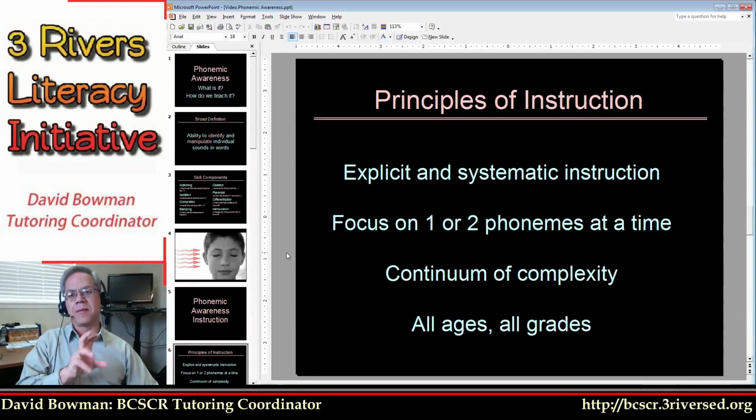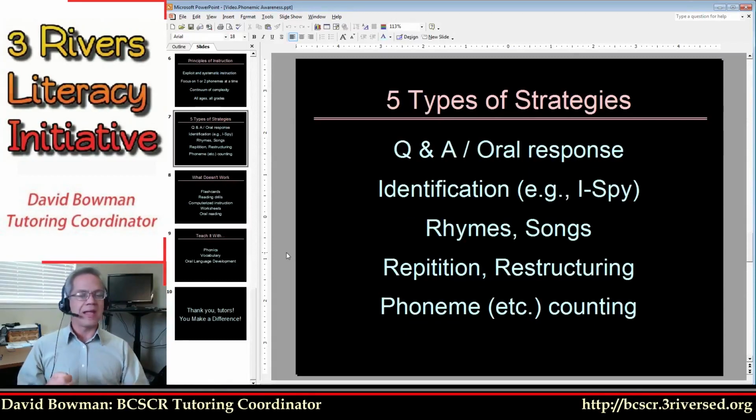Okay, so those are some of the basic principles about how we structure phonemic awareness instruction. And with a better understanding of the skill components, it shouldn't be all that difficult to devise instructional strategies to help students to develop each of those skills. But in general, here are some things that typically work. Any kind of question answer or oral response is going to work. And that's very much what I just demonstrated as I talked about the sub-skills. What word do you get from these sounds? Ate. Okay, great. Okay, that's oral. That's sort of that oral response question answer strategy.